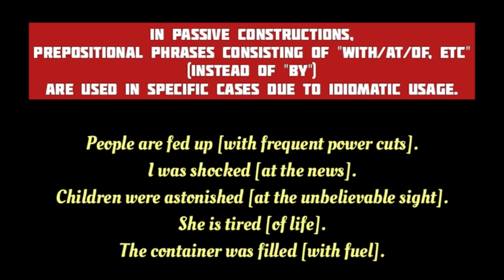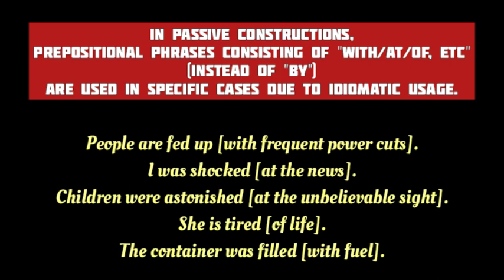Last but not the least, in prepositional constructions, instead of the regular prepositional by phrase, prepositional phrases consisting of with, at, or of may be used due to idiomatic usage. Idiomatic usage means this is how they are used in English. People are fed up with frequent power cuts. In this passive construction, after fed up, the preposition with has been used instead of by. Similarly, in the passive construction, I was shocked at the news, the preposition at has been used instead of the by phrase after the past participle shocked.